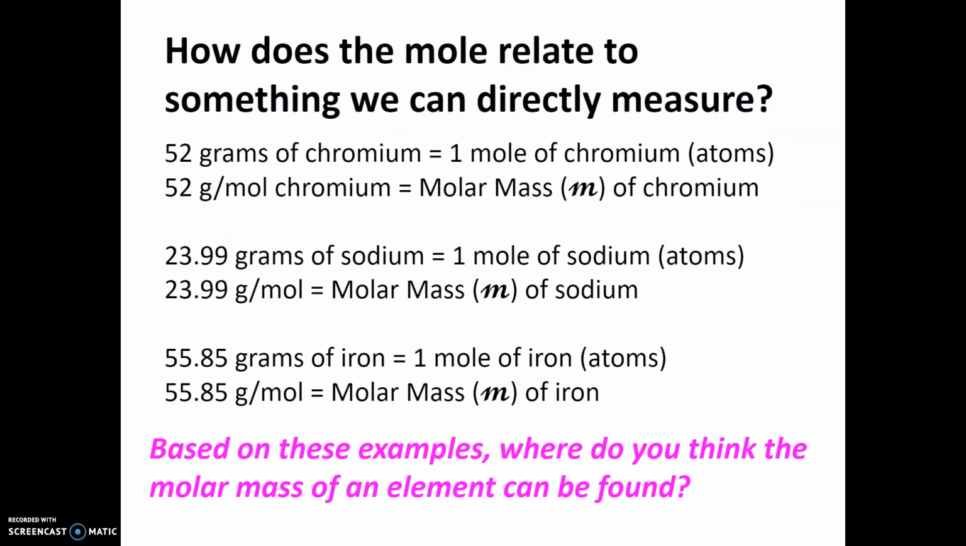Some examples include 52 grams of chromium equal 1 mole of chromium atoms. And so that tells us 52 grams per mole of chromium is the molar mass. 23.99 grams of sodium is a mole of sodium atoms. And so 23.99 grams per mole is the molar mass. Iron is exactly the same. 55.85 grams of iron is 1 mole. So 55.8 grams per mole is the molar mass.